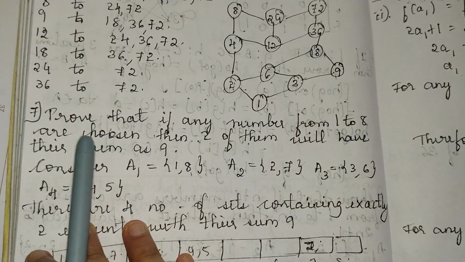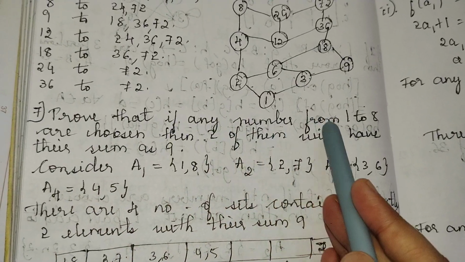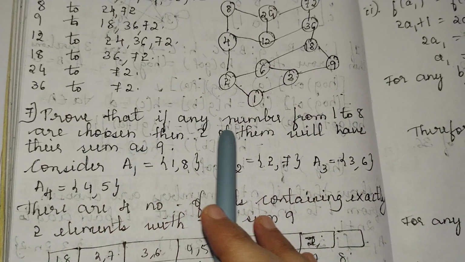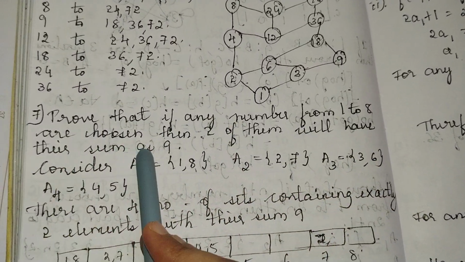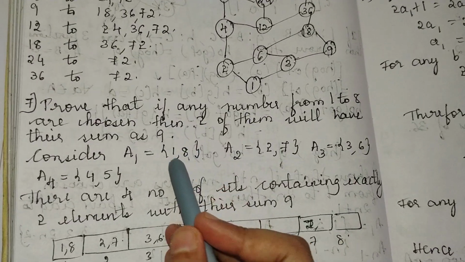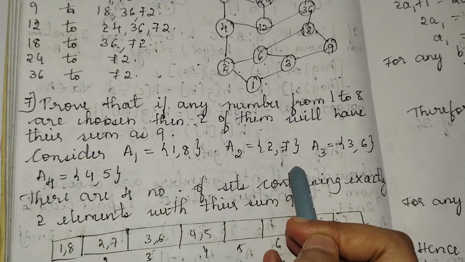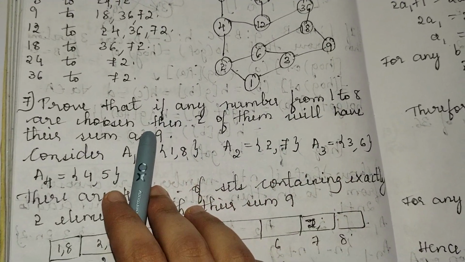Okay, then the 7th one: prove that if any numbers from 1 to 8 are chosen, then two of them will have their sum as 9. So you have to choose any two numbers from 1 to 8, but the answer should be only 9.